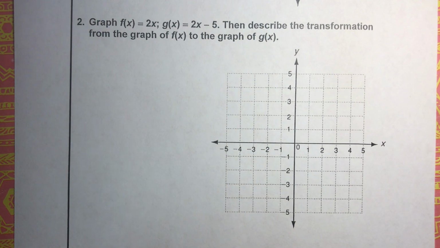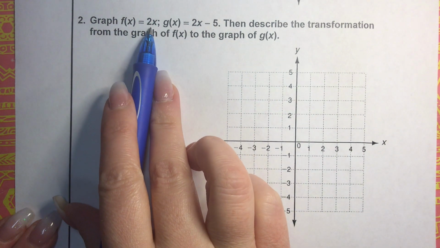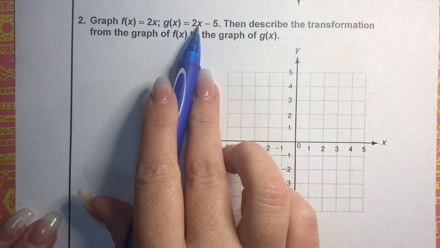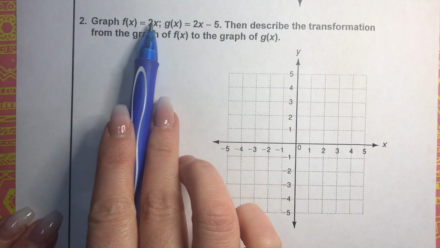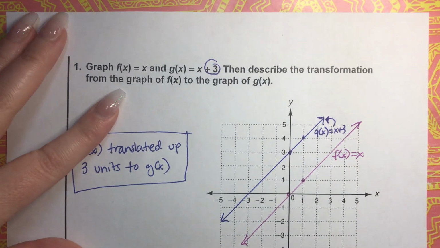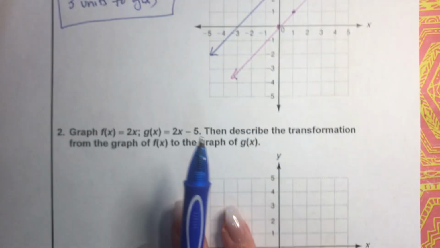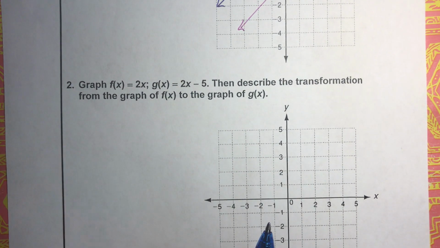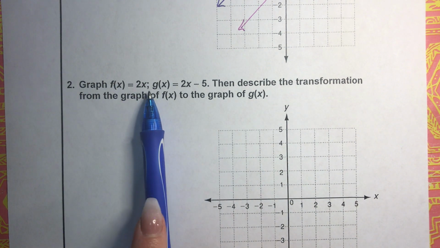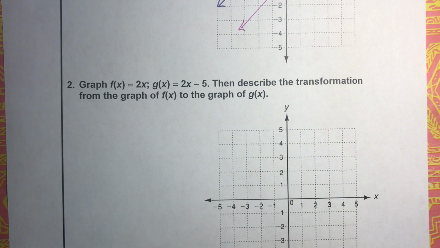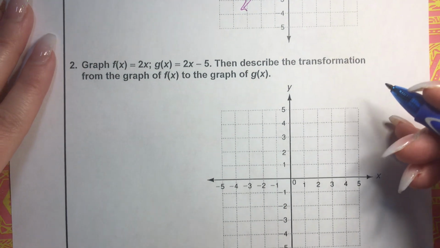Okay, let's see how you did. So we have f of x and g of x. We have f of x equals 2x, and we have g of x equals 2x minus 5. Now, this isn't a parent function, right? Because it's not f of x equals x, like this one. This was the parent function. However, this can still have a transformation. What do you notice about this? Well, let's go ahead and graph it and then just look visually and see what happens.